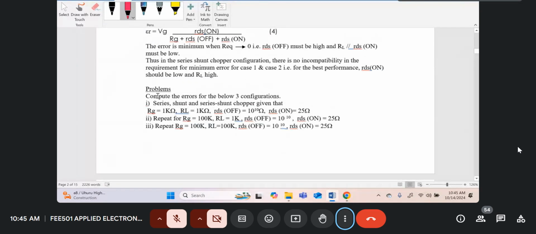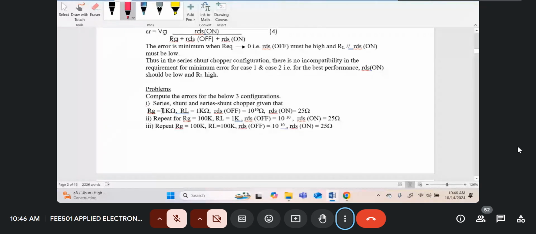So compute the errors for the below 3 configurations: series, shunt, and series shunt, given that RG is 1K, RL is 1K, RDS off is 10 to the power 10, RDS on is 25 ohm. Okay, so this is the case whereby the generator has got a low source impedance. So that's the first part.